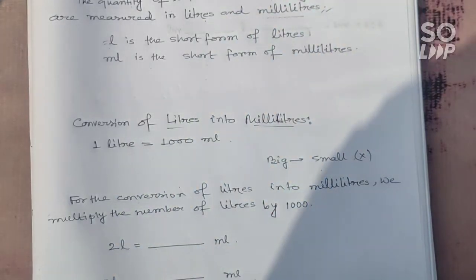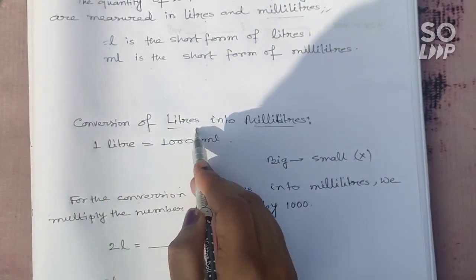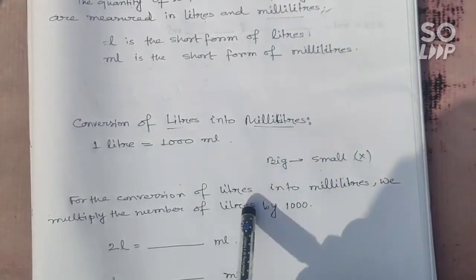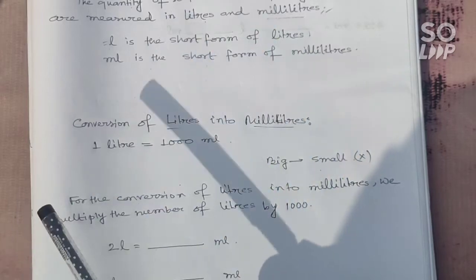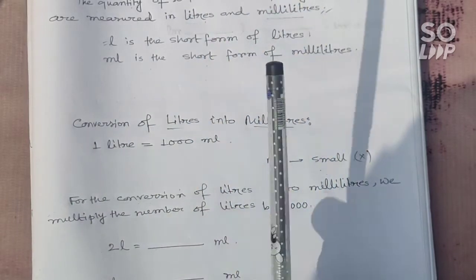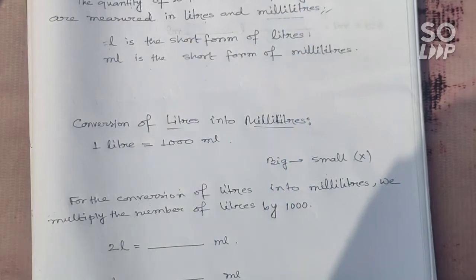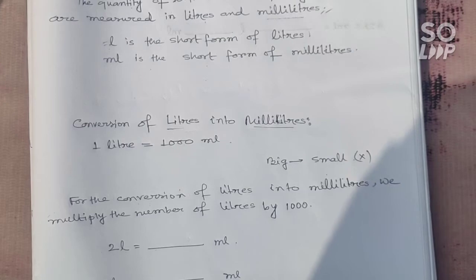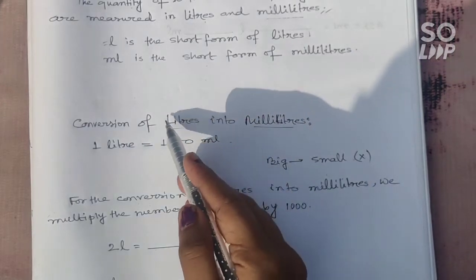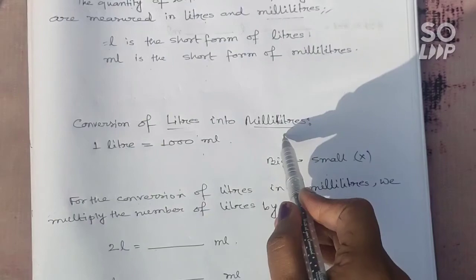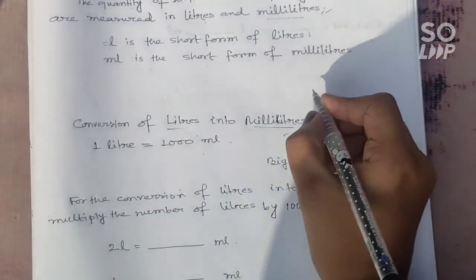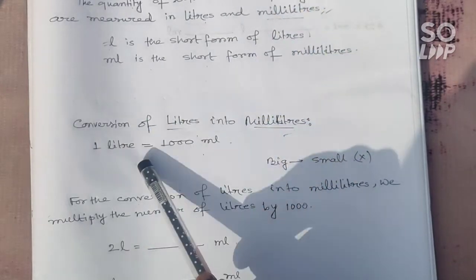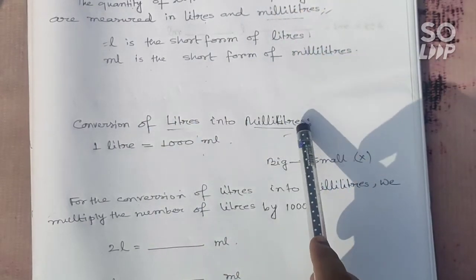Today our next topic is conversions of liters into milliliters. You know that liters and milliliters are two units of capacity. So now I will teach you how to convert the liters unit into milliliters unit and how to convert milliliters unit into liters unit. You know that the liter unit is greater than the milliliter unit, because 1 liter equals 1000 milliliters.